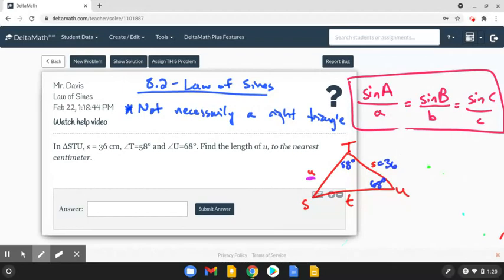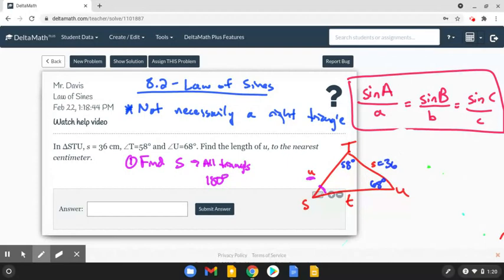Because we're given these two angles, we can actually figure out big S really easily. Because if you know two angles of any triangle, well, you can find the third by just knowing that all triangles have 180 degrees.